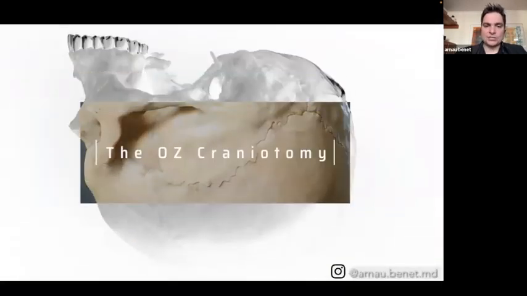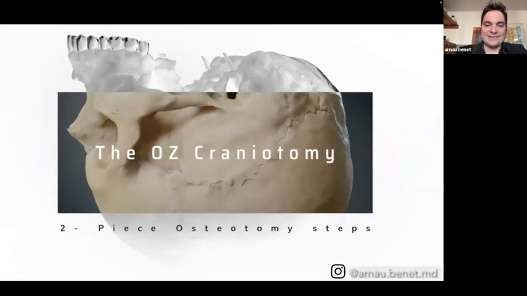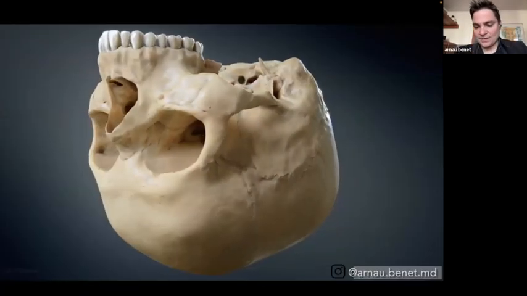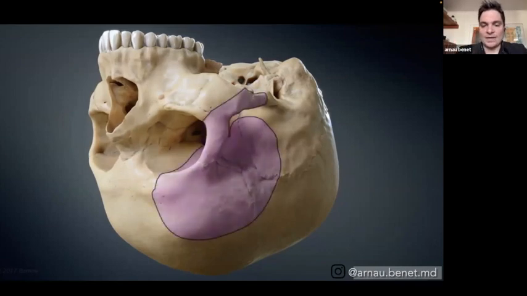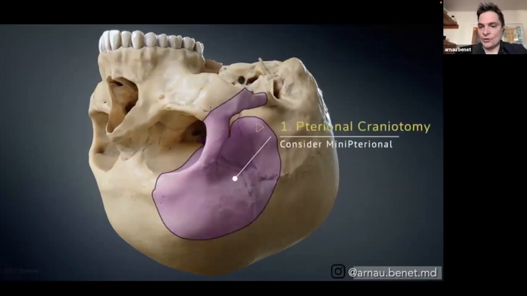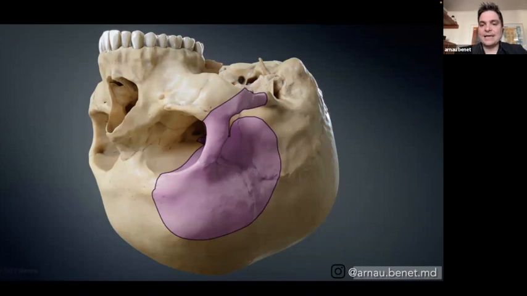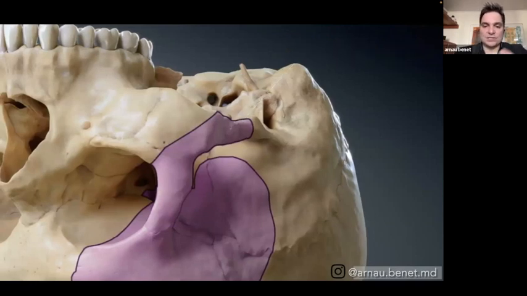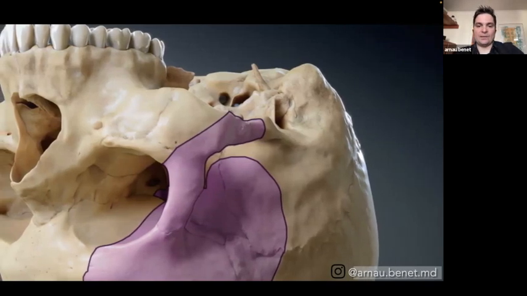All right, so let's review the orbitozygomatic craniotomy with this animation just to put ourselves into the ballpark of the guts. So the first is gonna be a pterional, okay? We can consider a mini pterional. We don't need that much of the frontal exposure for the subfrontal approach. The next is gonna be a cut on the zygomatic process of the temporal bone. This is a posterior cut that allows us to cut over there and free that posterior part.